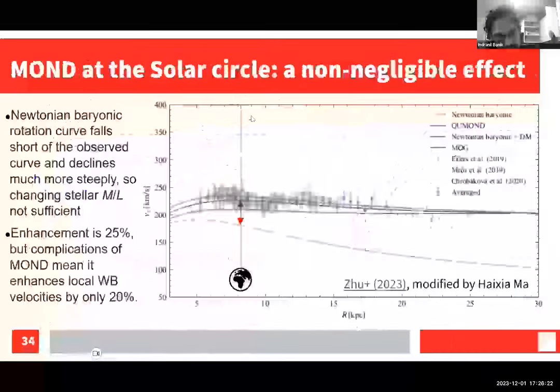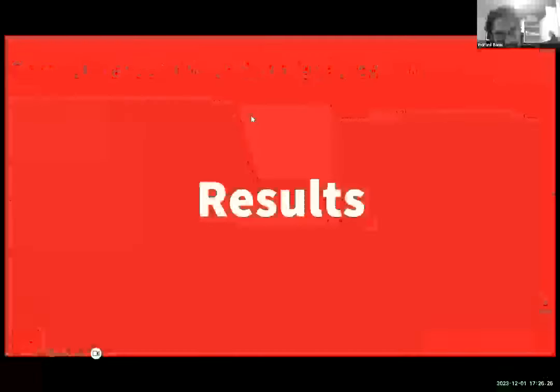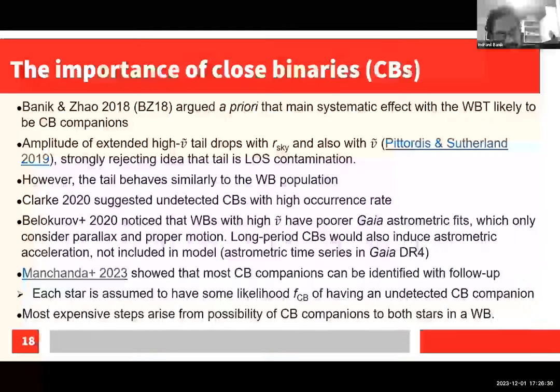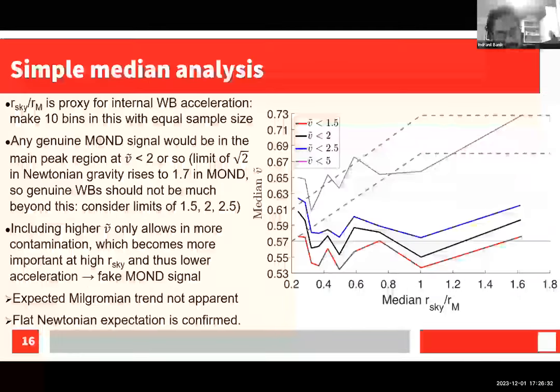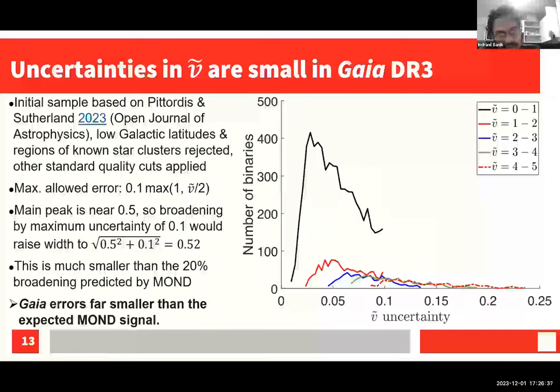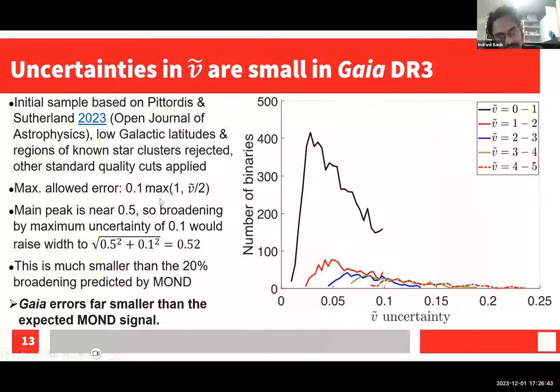The way we set it up, in terms of quantifying how much the Vitella errors could have affected results, what we did is our limit of 0.1 in the most critical range for the wide binary test. That should only broaden the intrinsic dispersion of about 0.5 by a very small percentage.